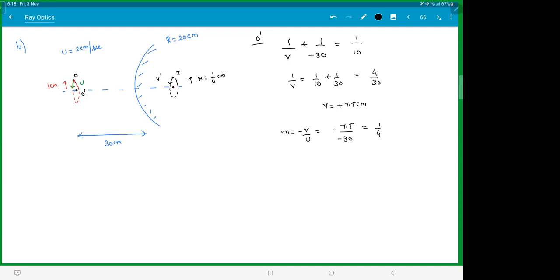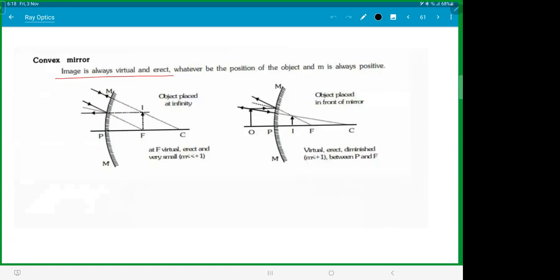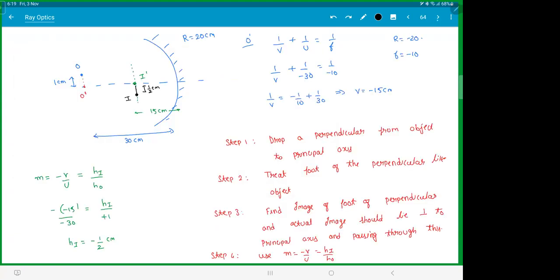Remember, convex mirror image will be diminished. How did you get greater than 1 magnification? Do you remember? For a convex mirror, the image is always diminished, isn't it? Yes, Palaksh, so it should be less than 1, no? Forgot? We did it just yesterday. The image is always erect and the convex mirror image is always diminished. You always get the image small. So the height is 1, so it should definitely be less than 1.